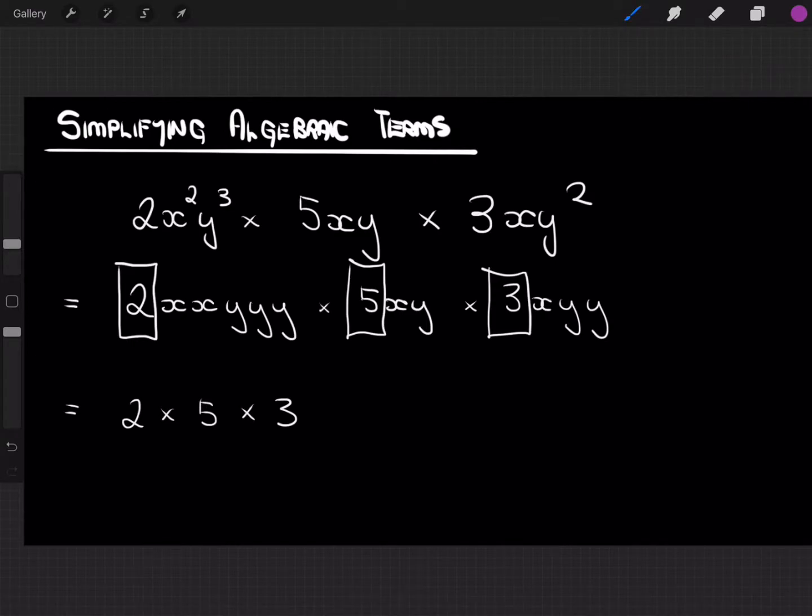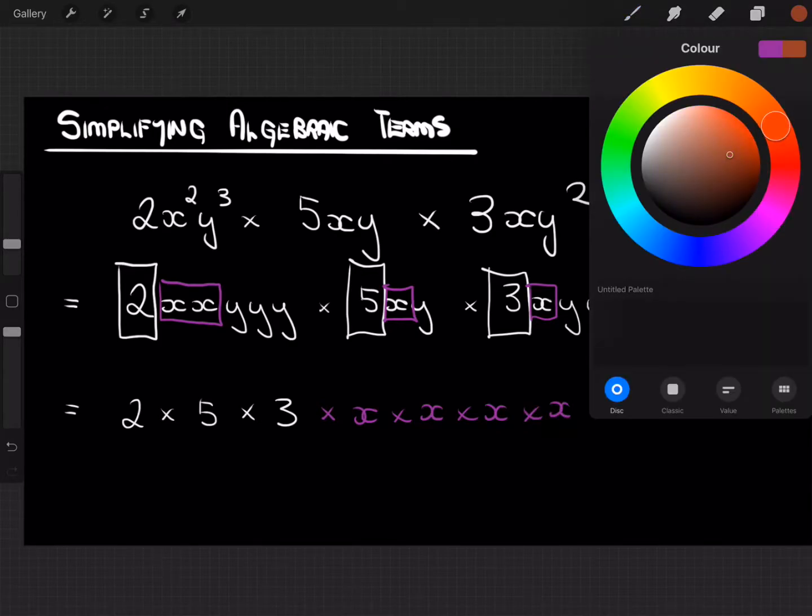Now I just need to find all my x's. So I've got x times x multiplied by x multiplied by another x. So there are actually 4 x's being multiplied. So we'd multiply that by x times x times x times x.